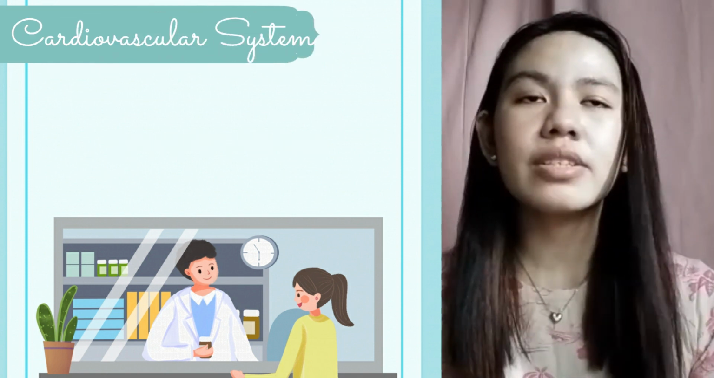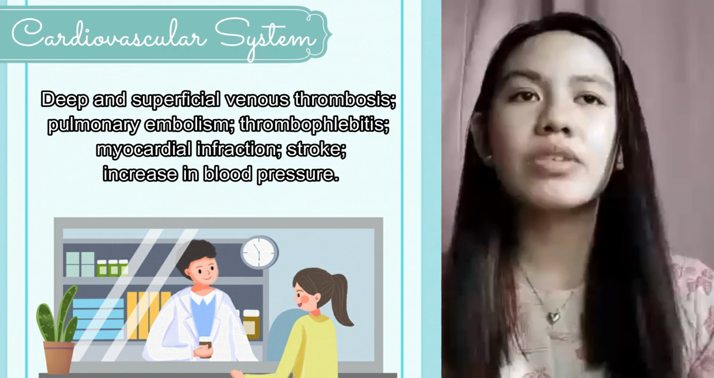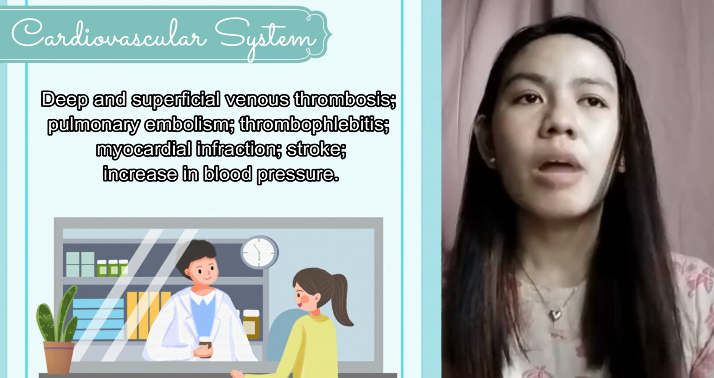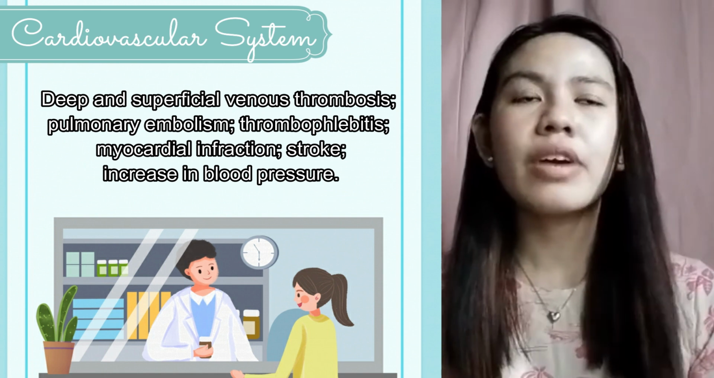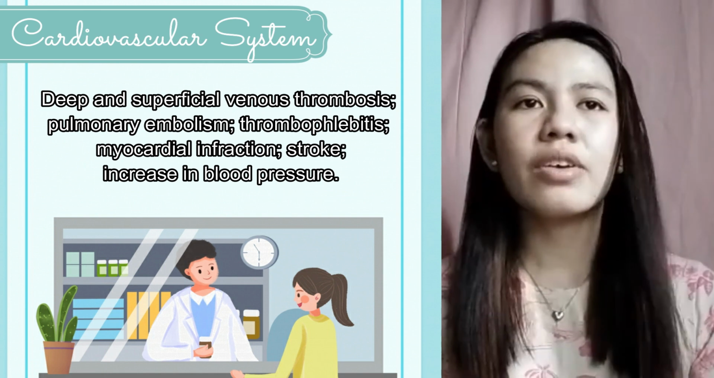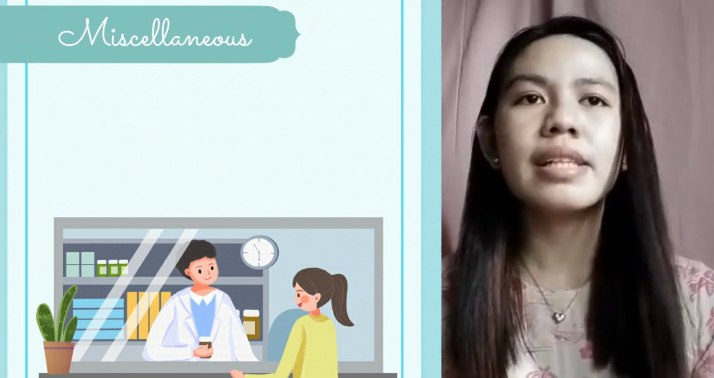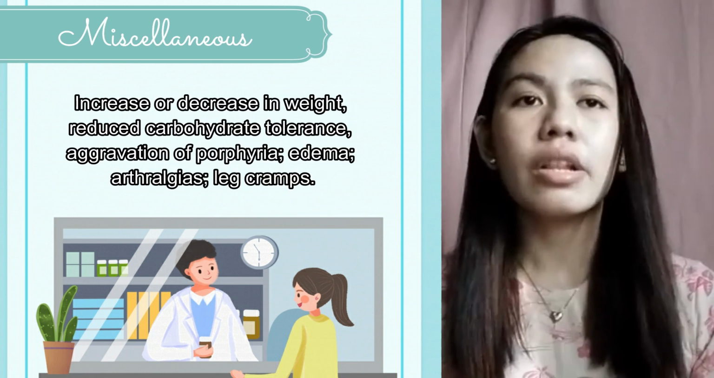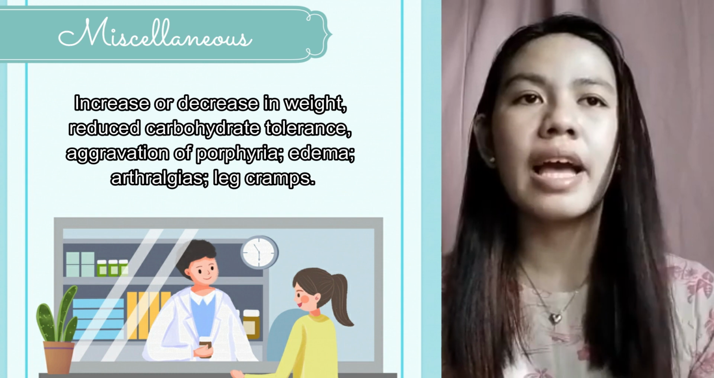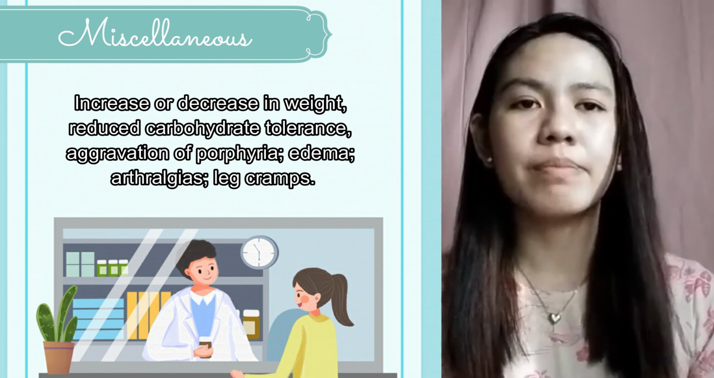In the cardiovascular system are deep and superficial venous thrombosis, pulmonary embolism, thrombophlebitis, myocardial infarction, stroke, increase in blood pressure, while in miscellaneous are increase or decrease in weight, reduced carbohydrate tolerance, aggravation of porphyria, edema, and leg cramps.